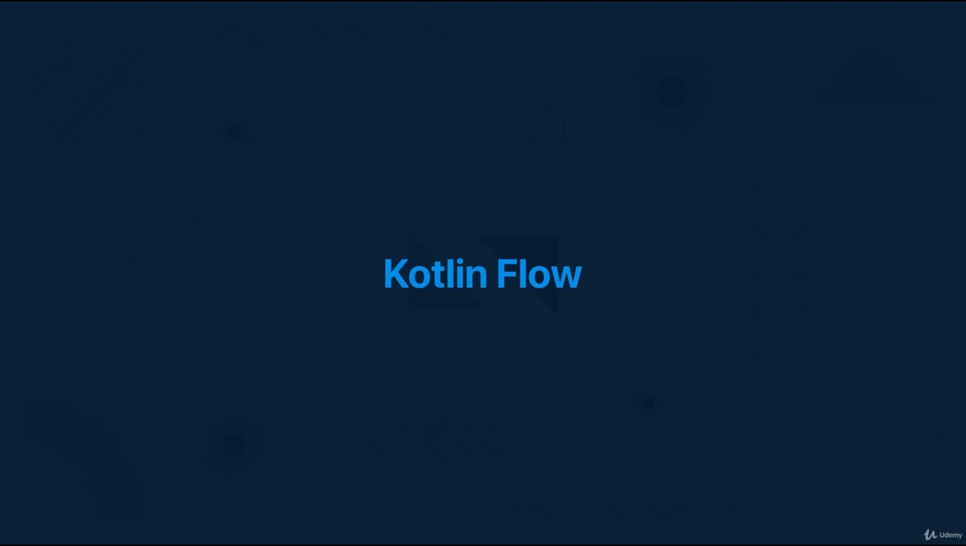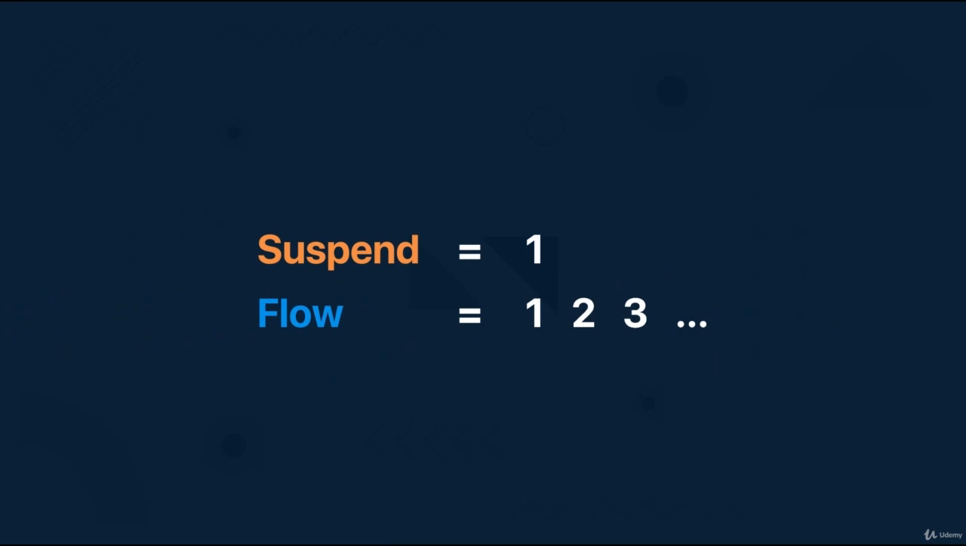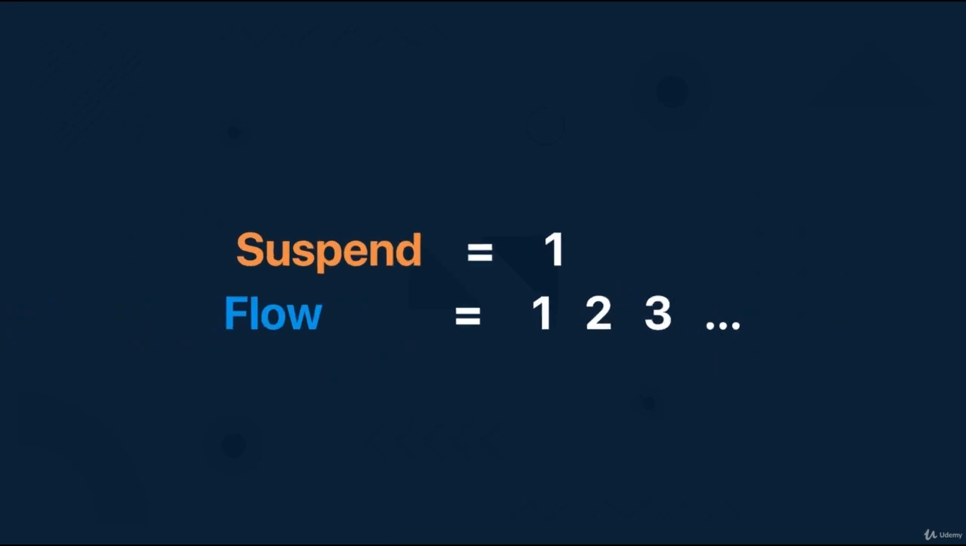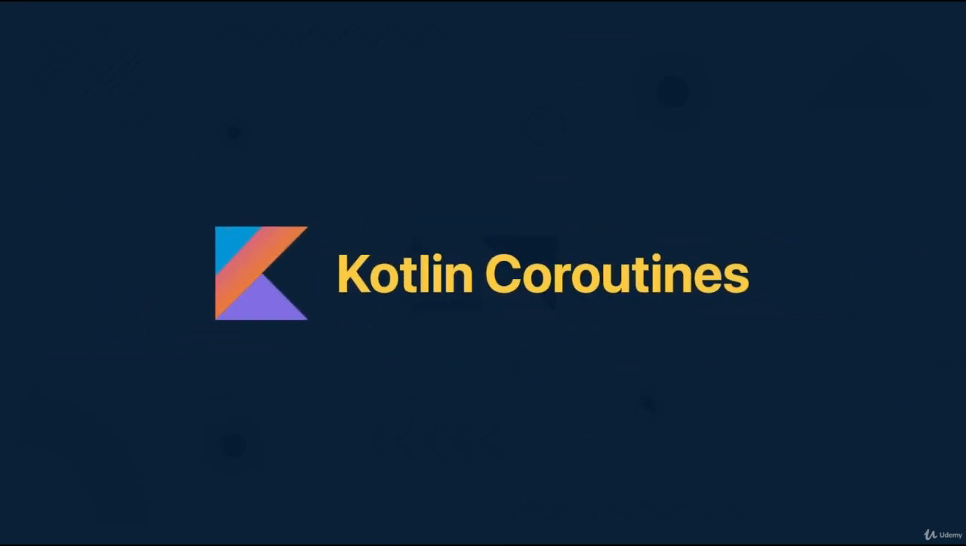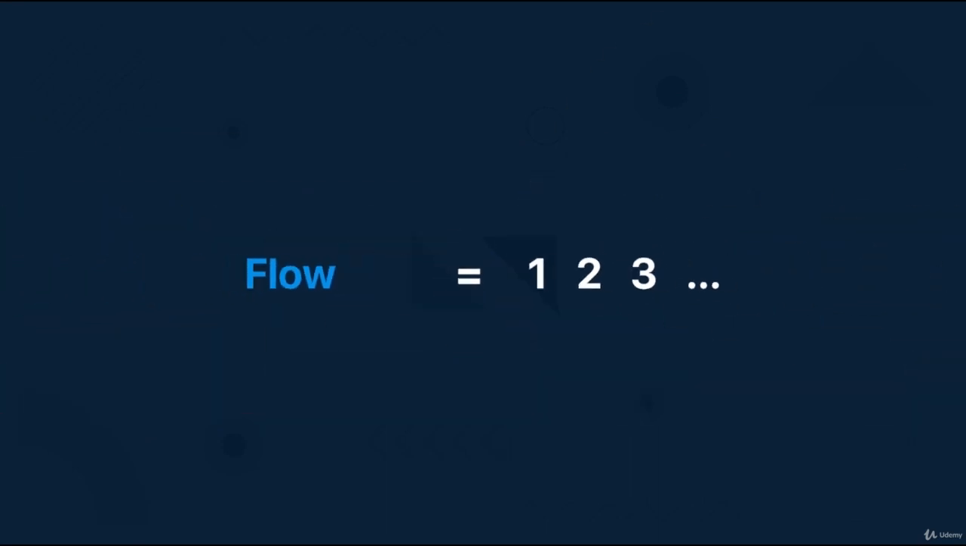Okay, so probably you have already heard about suspending functions and you know that those functions can return a single value only, but with Flow we can emit multiple values sequentially. So flows are built on top of coroutines and can provide multiple values. A flow is conceptually a stream of data that can be computed asynchronously.